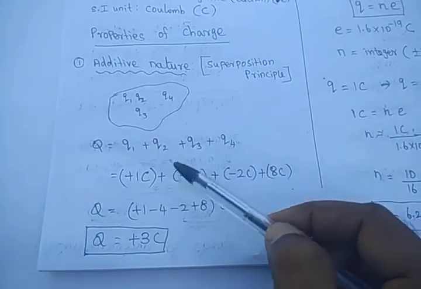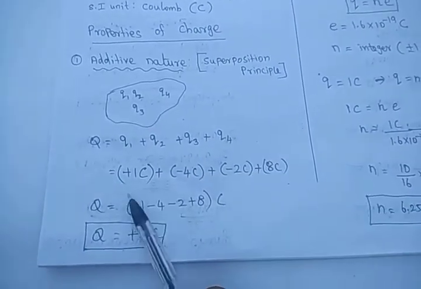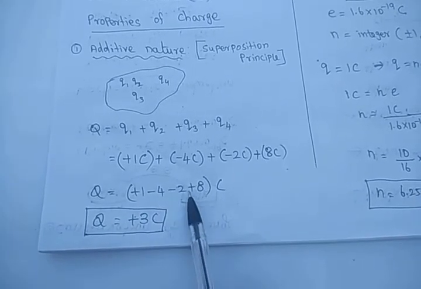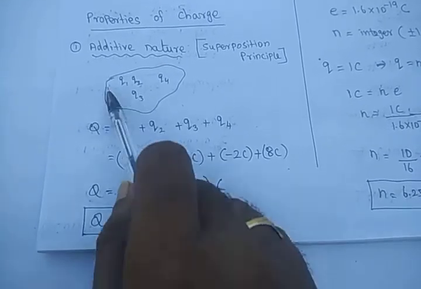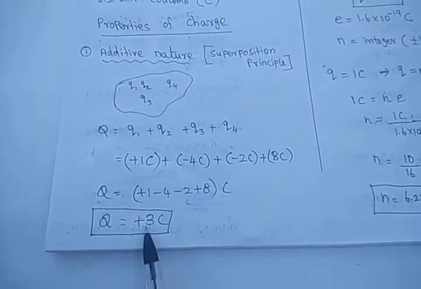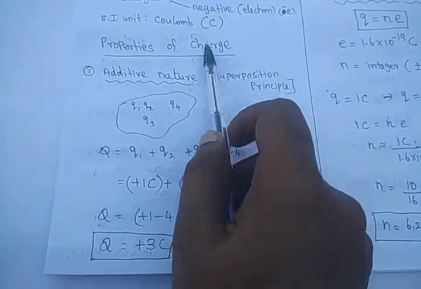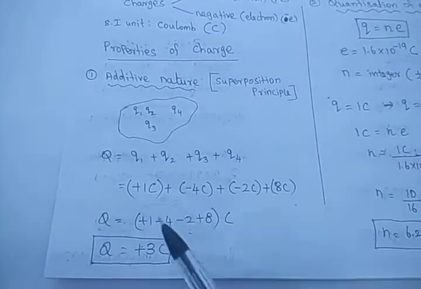Yes, coming to our problem. By substituting Q1, Q2, Q3 and Q4, it is merely an algebraic addition. That is plus 1, minus 4, minus 2, plus 8. Finally, we get the total charge on this surface as plus 3 coulomb. So that is the additive nature of the charge, merely adding the charges.